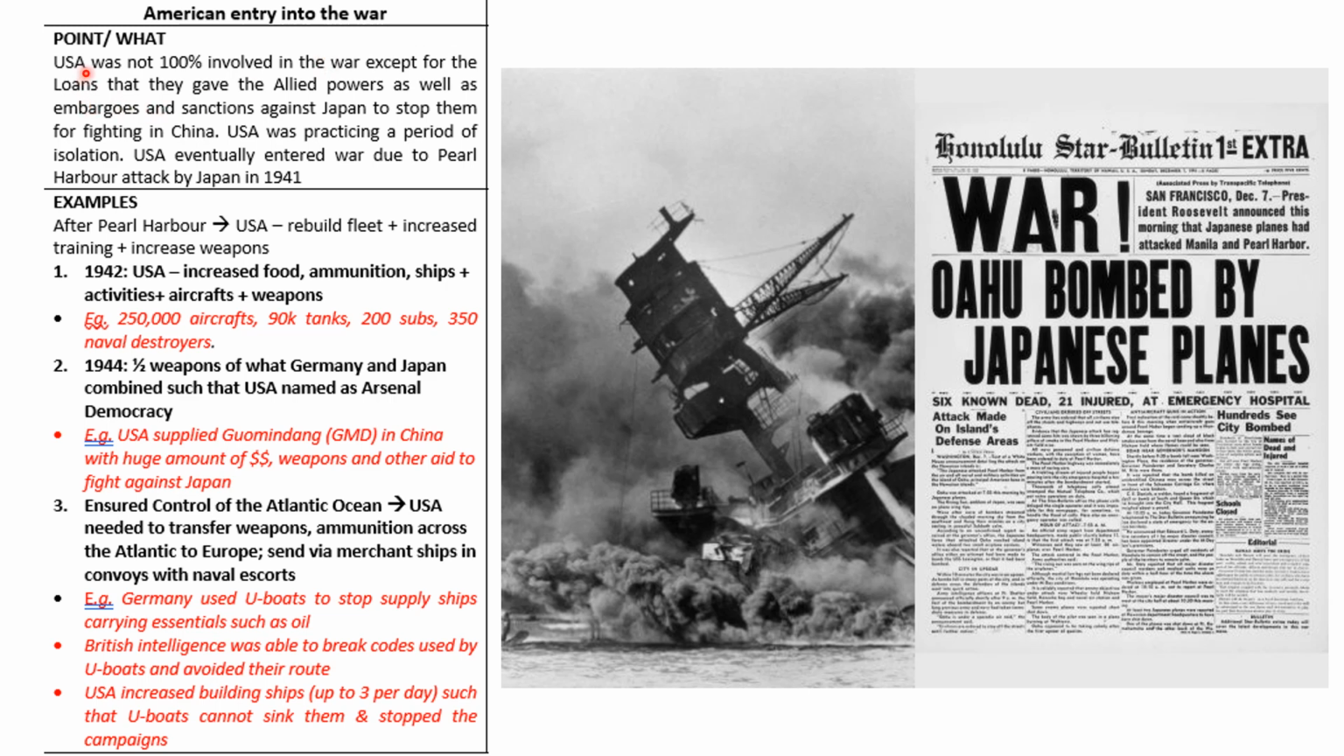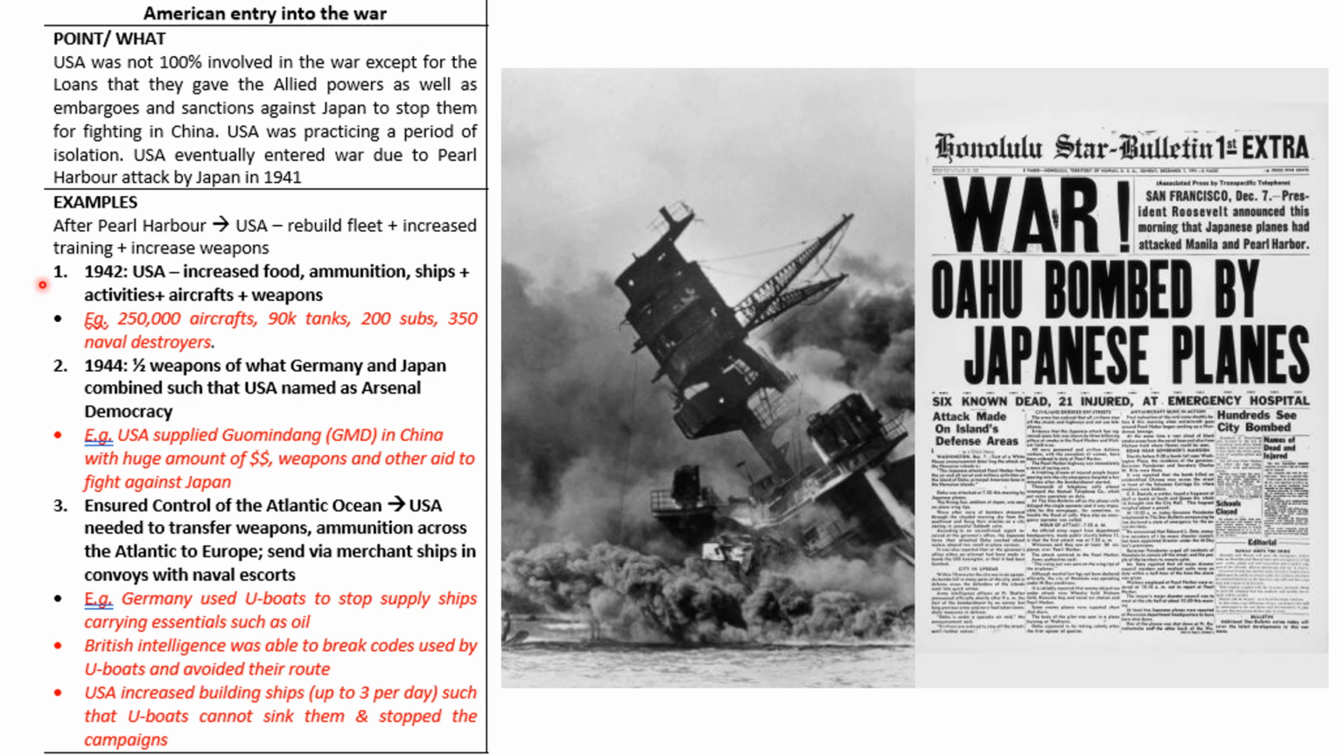Okay, I wouldn't say that USA was not involved in the war. They did give loans to the Allies. They did try sanctions to stop the Japanese from fighting in China. But eventually it was only after the Pearl Harbor incident in 1941 that America officially entered into the war. You can see from this newspaper article, the Japanese planes were bombing Pearl Harbor. Now, once America entered the war, what happens next?